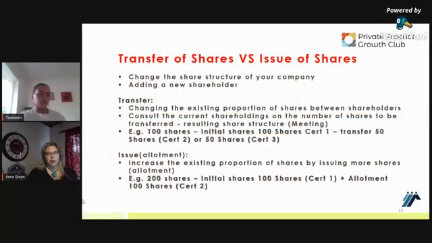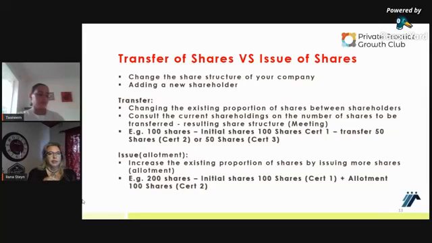Then, as I mentioned to you, I wanted to talk a little bit about transfer of shares. You can actually change the structure of your shares in a company by adding or removing a shareholder. You can do that in two different ways. You can either transfer shares or you can issue shares. So it's very important for you to understand the difference between the two. What I've done is I've given you the breakdown of that.